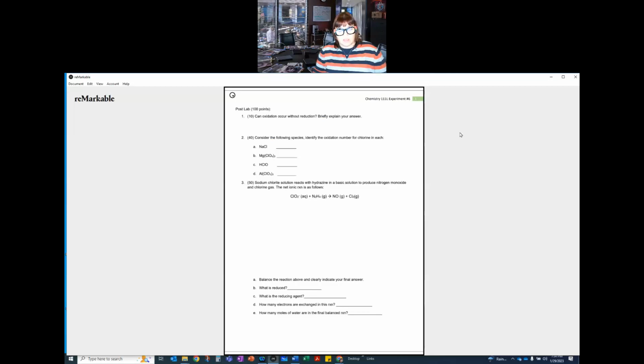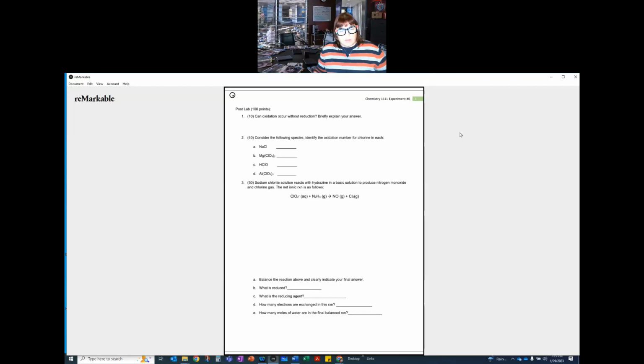The net ionic equation is as follows. You're asked to balance it. Remember, it's in basic solution. It asks you what is reduced, what's the reducing agent, so what caused the reduction, how many electrons are transferred, and how many moles of water when this is balanced. Okay, that is all that's in the post lab. And remember what I call oxidation reduction. It's redox. There's a reason that I gave for why it's called that. That should help you with number 1.